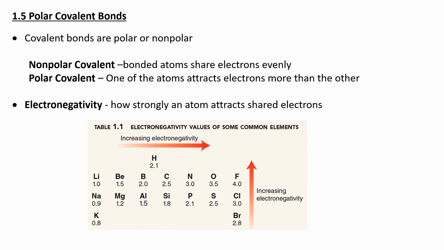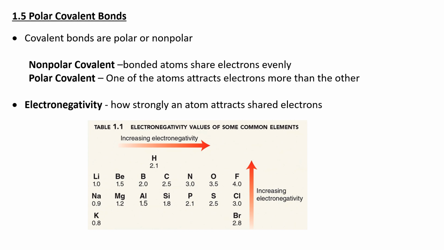Section 1.5 deals with polar covalent bonds. Now, this is where electronegativity becomes very, very important. Make sure you have a periodic table with the electronegativity values in front of you. You will be given a periodic table with electronegativity values on the test. You don't have to memorize these values, but if you know the general trend for electronegativity, that's usually enough to get you through these problems.